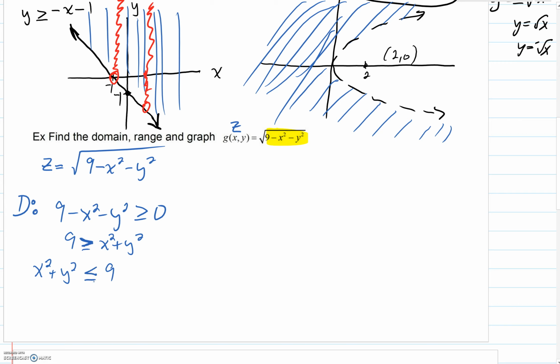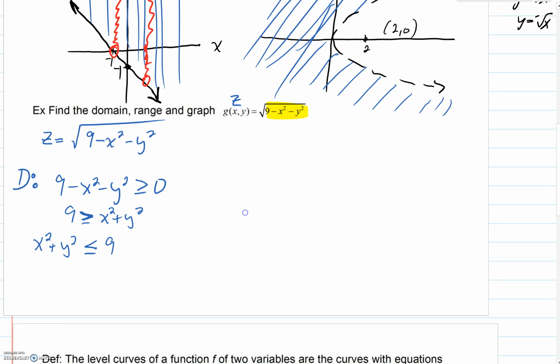It still must. But you might wonder, well, what is that? That's the formula, the equation of a circle.